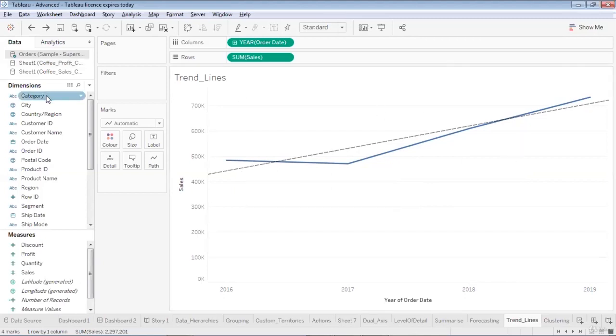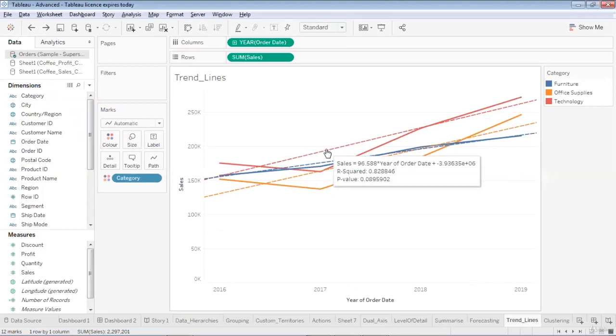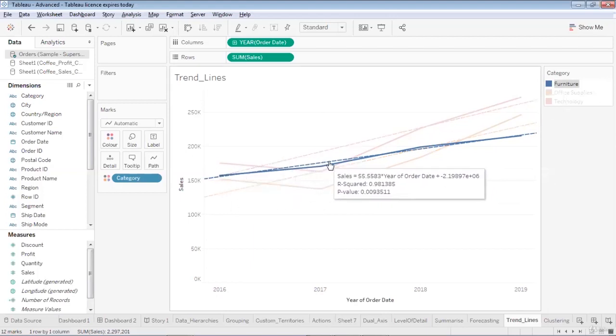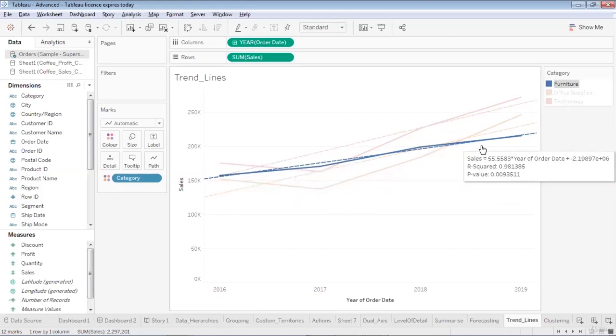Now, if I would like to see the trend line corresponding to each category, I can place this category over color over here. So you can see corresponding to each category of the product, I am seeing a trend line. So for you to view it better, let me select one category at a time. Let me select furniture first. For furniture, it's showing me that the sales would almost be constant, the way they are right now. They'll be similar. And these are the R squared and P values for the trend lines.